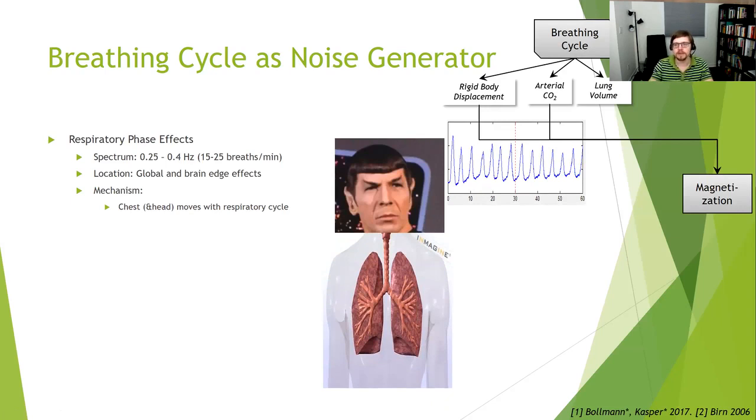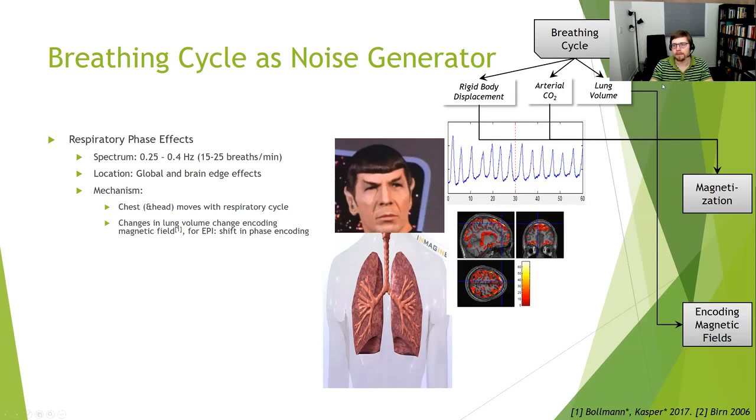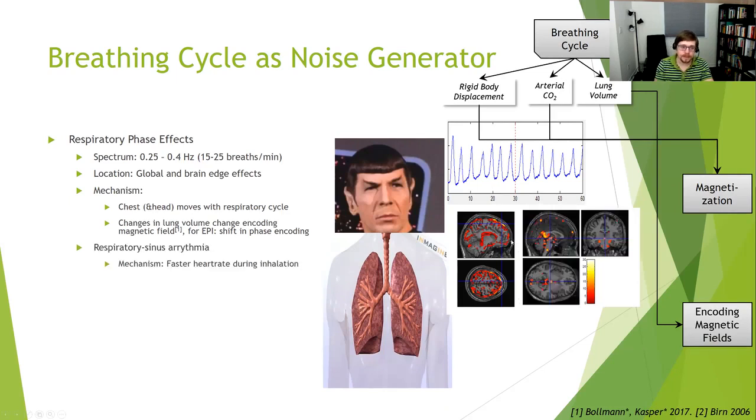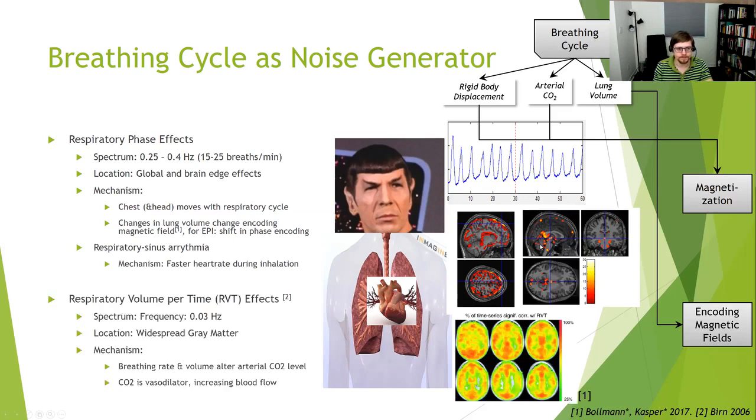But there's also a pathway through the encoding magnetic fields, because the changes in the lung volume change the encoding magnetic field. And for EPIs, usually this results in a shift in phase encoding. And that's why you have these major effects here at the edges of the brain. There's also an interaction with the heartbeat, because the heart rate increases during inhalation. That's called respiratory sinus arrhythmia, and is mostly visible in the aqueduct or in lower brainstem regions.